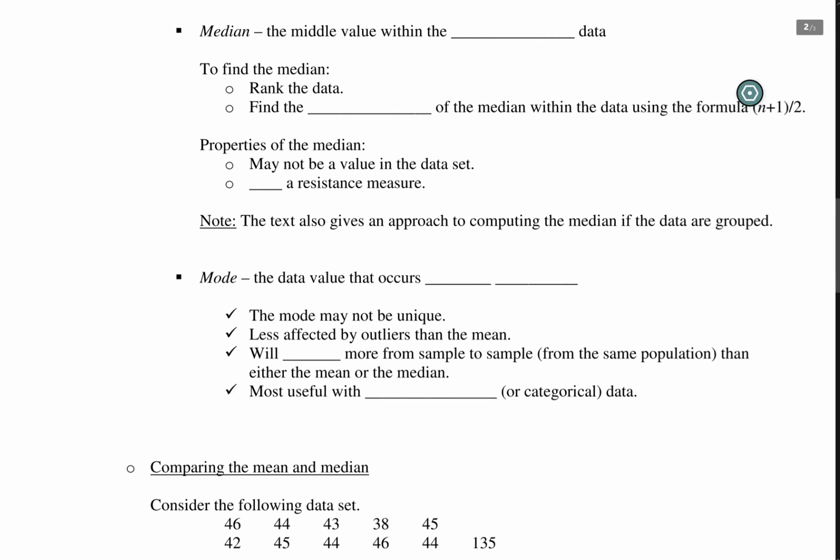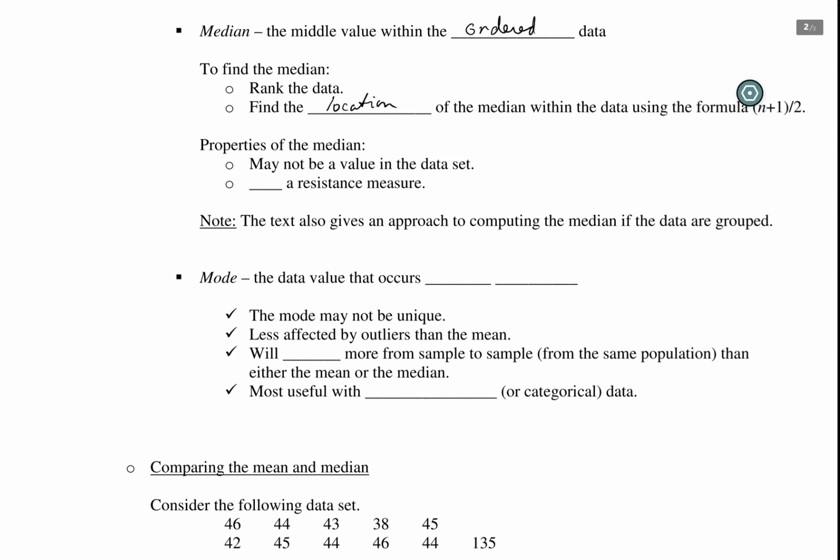Next measure of central tendency, the median. It's the middle value within the ordered data. So you rank the data, you order it, and then the next thing you do is find the location of the median by using this formula, n plus 1 over 2. If n is odd, then this is going to be an integer, and it's pretty straightforward to find that median value. If n is even, this is not going to be an integer, and so what you do is take the average of the middle two ordered values.